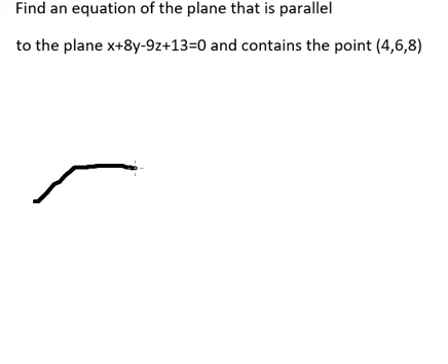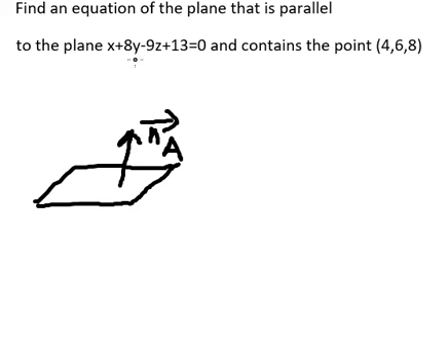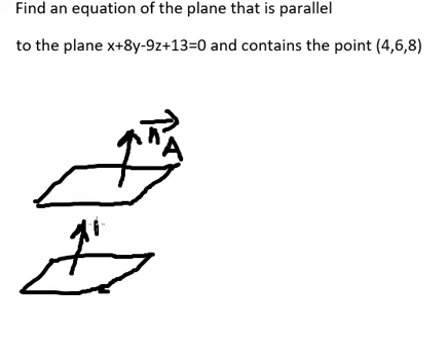For example, we have the plane in here, and this is the normal vector of this plane. Because this plane in here is parallel to this plane in here, for example like this, the normal vectors should be the same.